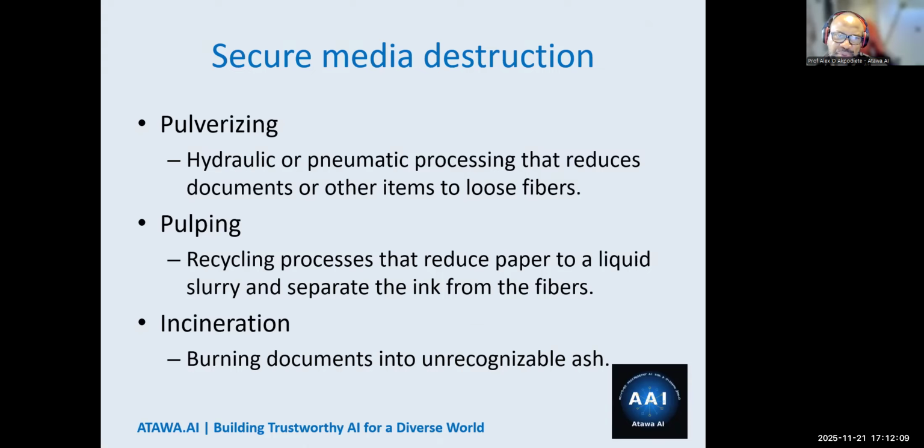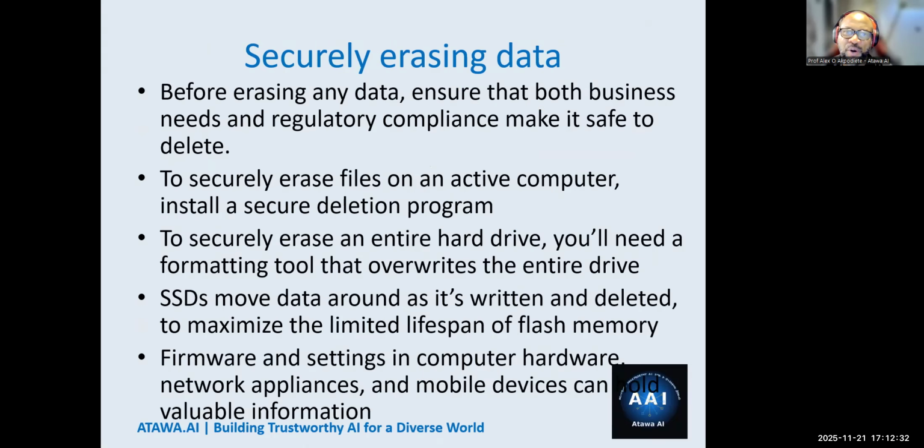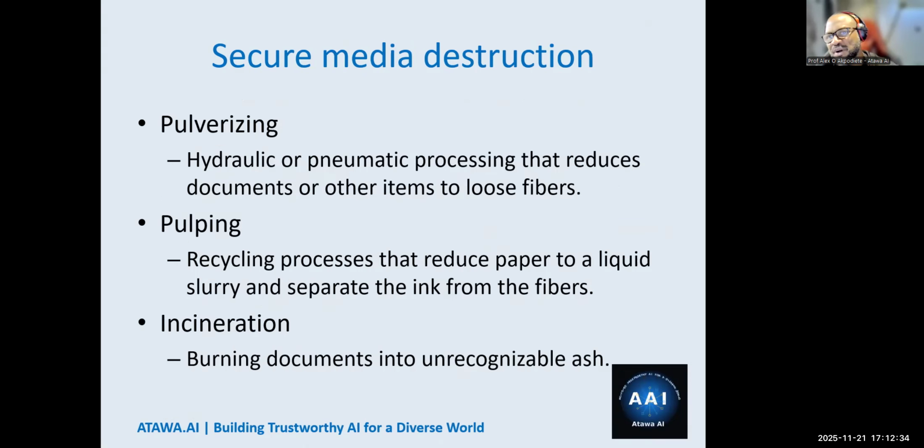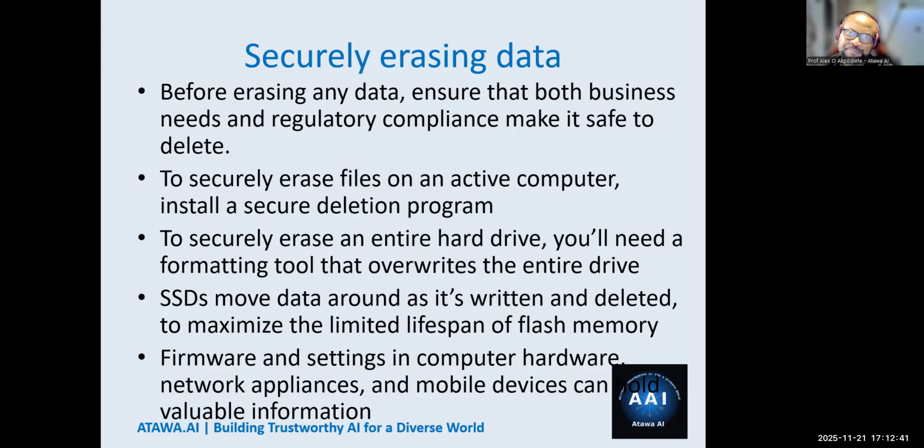So you have different methods like pulverization. Think about just pulverizing, reduces the document to loose fibers. Pulping reduces the paper to a liquid slurry and separates the ink from the fiber. So it's almost like pulverization, but it changes into a pulp. And of course, incineration, think about fire. Basically, I'm going to turn it into unrecognizable ash. These are more severe than, say, taking a piece of paper and shredding it or zigzag shredding. These are severe ways, right?